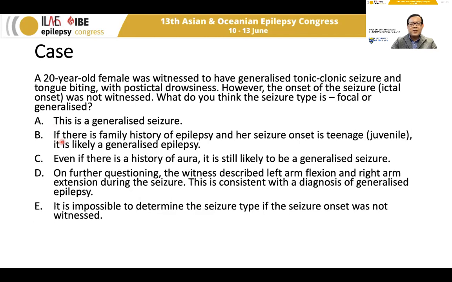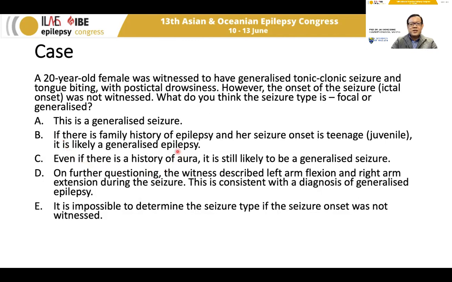However, B, if there is a family history of epilepsy, especially those with generalized seizures, and if the seizure onset is at the teenage age, for example, 16 or 17 years old, then this could be a generalized epilepsy, for example, juvenile myoclonic epilepsy. Especially on further questioning, if we find that patients have myoclonic jerks in the early morning, this will be even more confirmative.